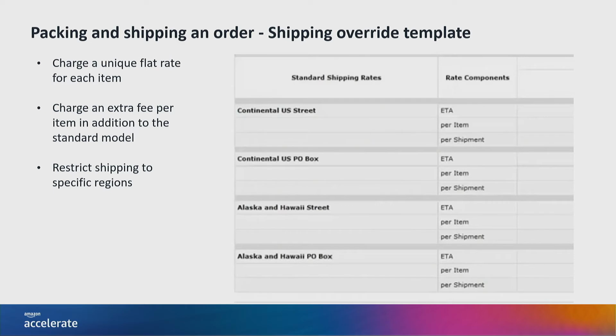So, use the shipping override template for anything that doesn't fit. Charge a unique flat rate for each item, charge an extra fee per item in addition to the standard model, or restrict shipping to specific regions. You'll want your items to reach customers in perfect condition. We have prep guidelines in the Fulfillment by Amazon section of Seller Central, but these are still great guidelines if you're shipping yourself. These packaging guidelines help protect the item from dust and dirt or damage during shipping, and it also helps protect other items you may be shipping as well.